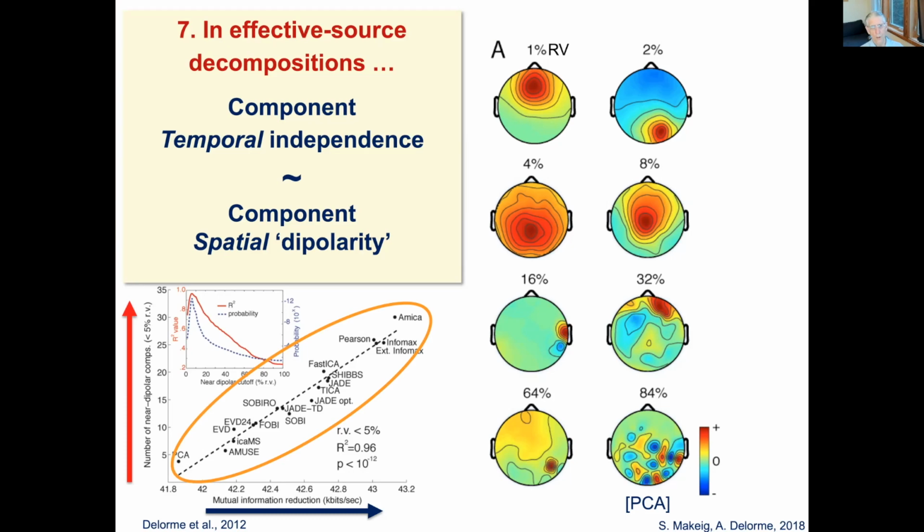So this has to do with the origin of EEG and the tendency for the effective sources of EEG to be functionally independent of each other, or near independent of each other. And we see here PCA producing the least dipolar localizable sources, and Infomax by Tony Bell, extended Infomax, and then Amica by Jason Palmer in our lab being the most effective.